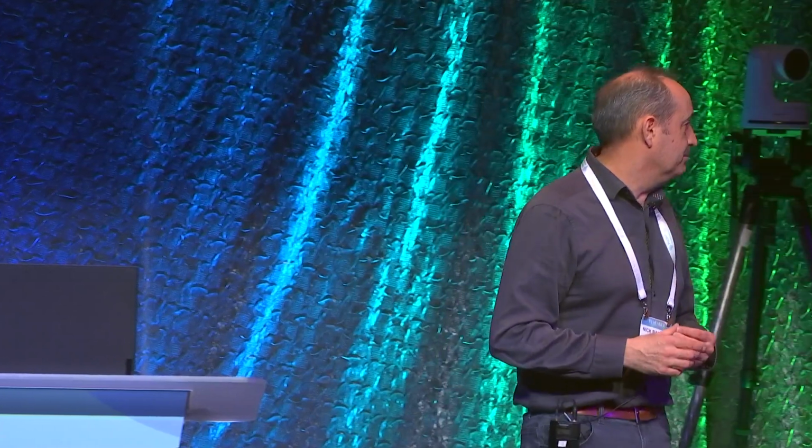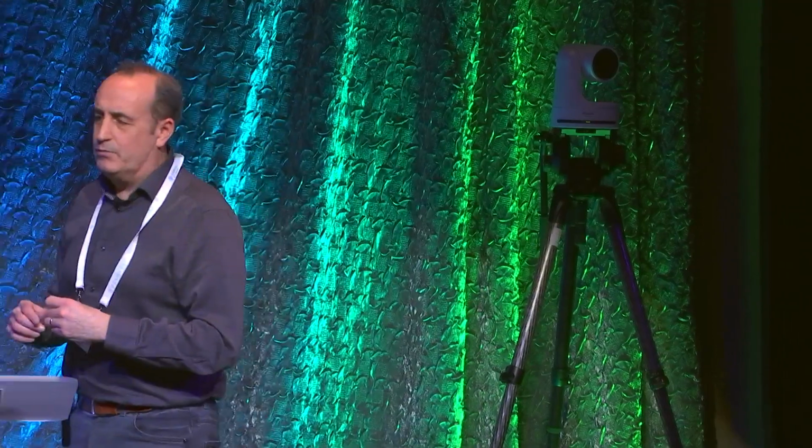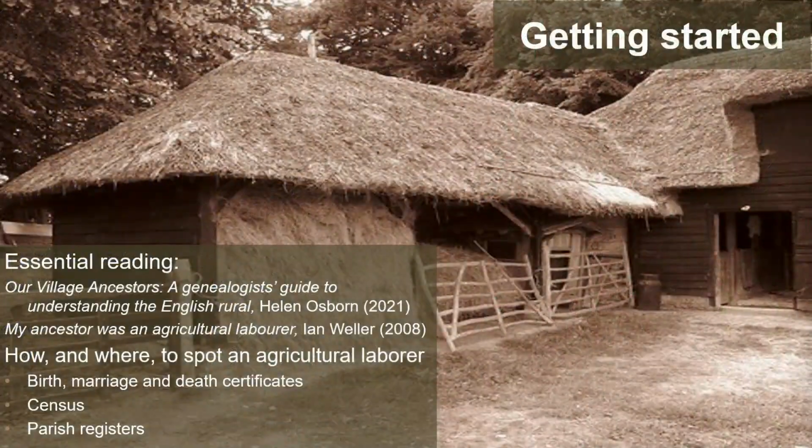So let's start with a little bit of background reading. There are some fantastic resources already out there. So I'm sure quite a lot of your libraries will have copies of these materials. Our Village Ancestors, the most recent publication by Helen Osborne, and Ian Weller's book, My Ancestor Was an Agricultural Labourer. I have changed some of the spellings in this talk, but you'll see Ian has used the British version of labourer there. Apologies if that is slightly confusing. We'll be using the American version throughout.